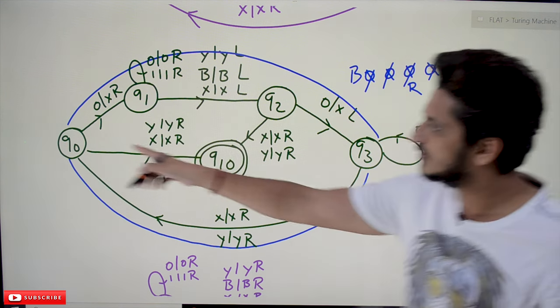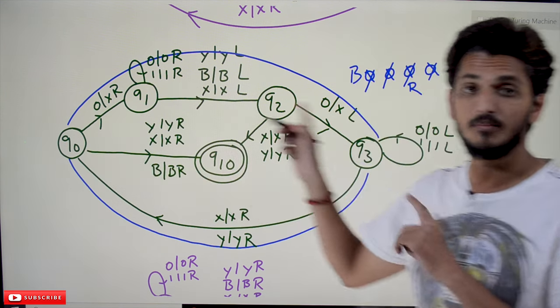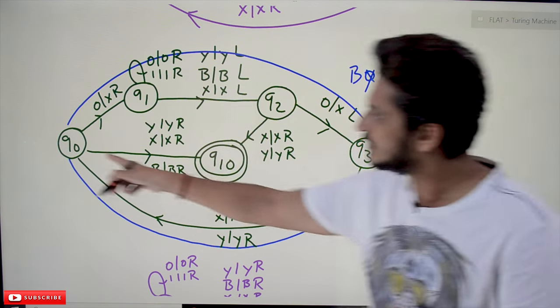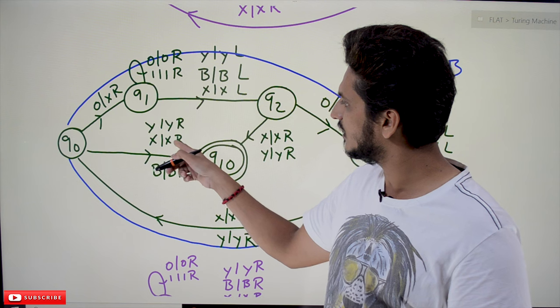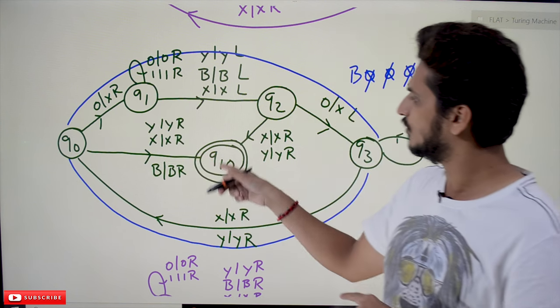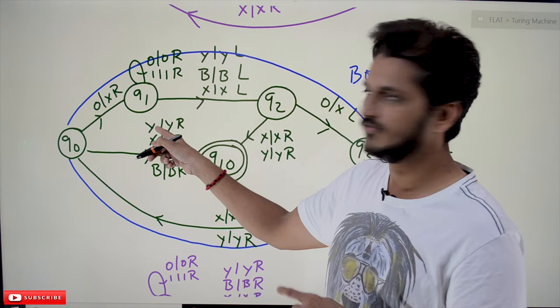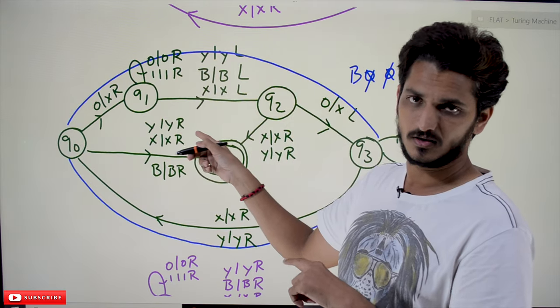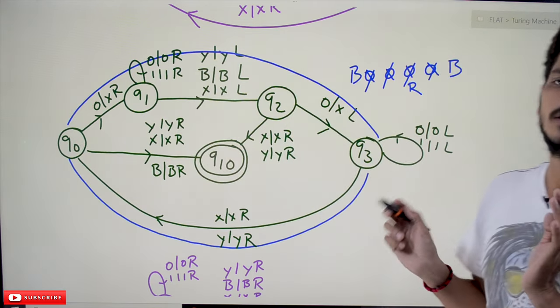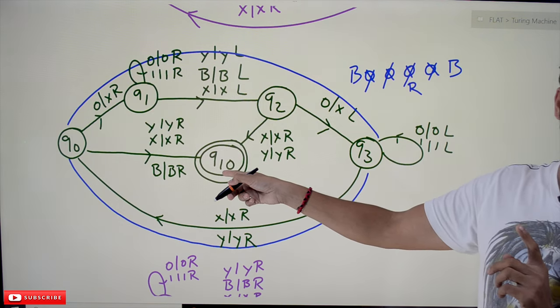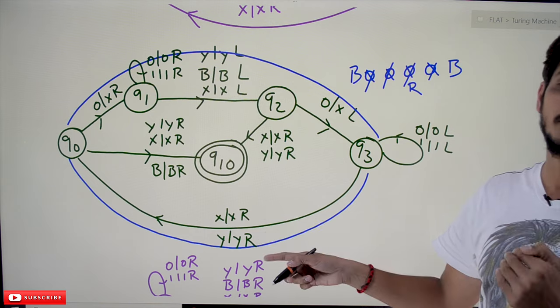Whenever you complete, on Q naught, this is an even palindrome example. So on Q naught, if you see x, keep it as x and move right to the final state. On Q naught, if you see y, move to the right and go to the final state. This is how we accepted the even palindrome.